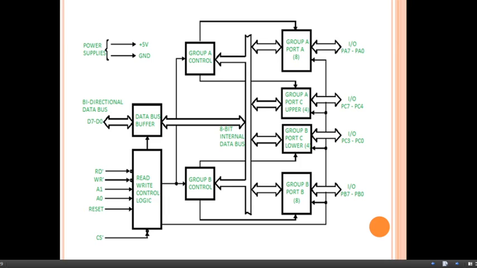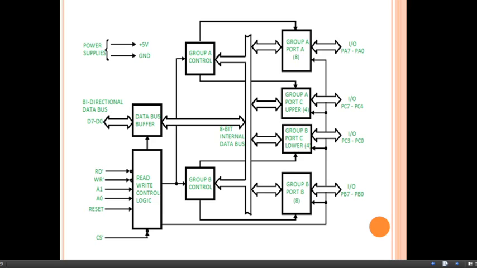This A1 and A0, these are the address pins of 8086 which are directly connected to the address pins of 8255. This chip select bar signal is connected to the address chip select decoder. So this is the read write control logic.